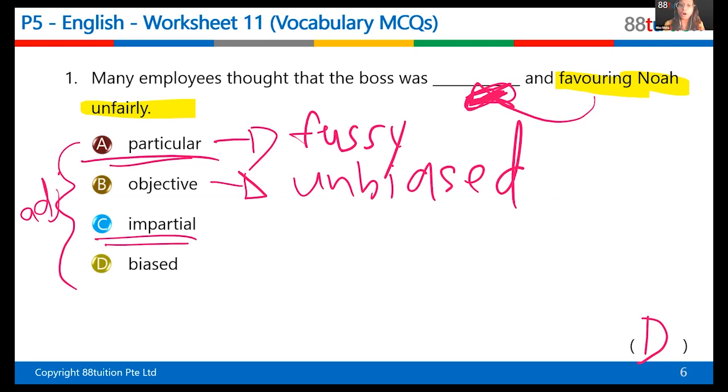That's objective. Of course, here it cannot be objective because you see, favoring. Favoring means I like this person and I'm unfair somehow. So obviously it cannot be objective, right? Because you're clearly not being objective. So what does impartial mean? Yes, Jakai?